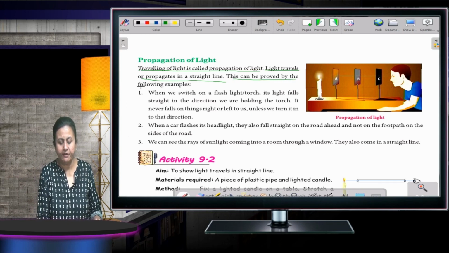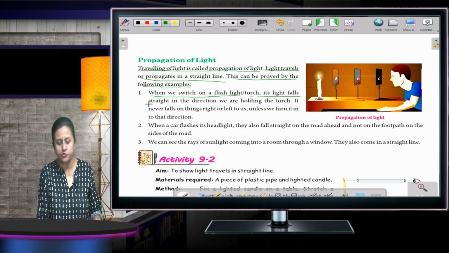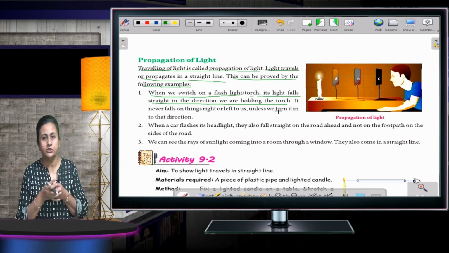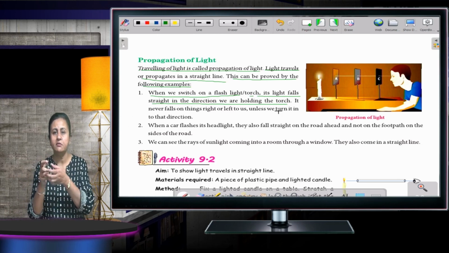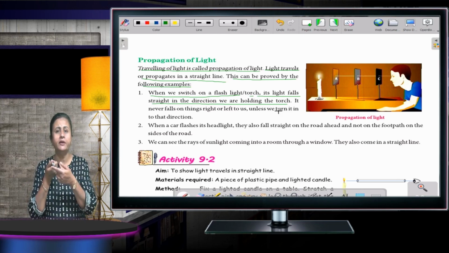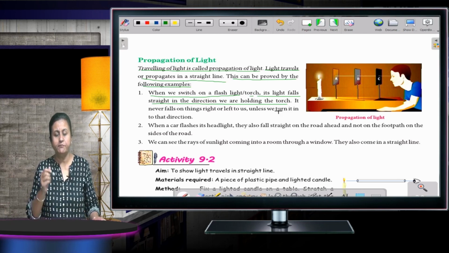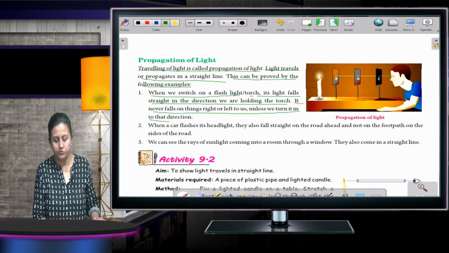This can be proved by the following example. When we switch on a flashlight torch, it falls straight in the direction we are holding the torch. If I take a torch in my hand and I switch it on, what will happen? The light will start coming out. It will start from here only. In case, instead of this pen, I had a torch, the moment the flash is on, what will happen? The light will start falling in the direction I am holding the torch. It never falls on the things right or left to us unless we turn it to that direction.